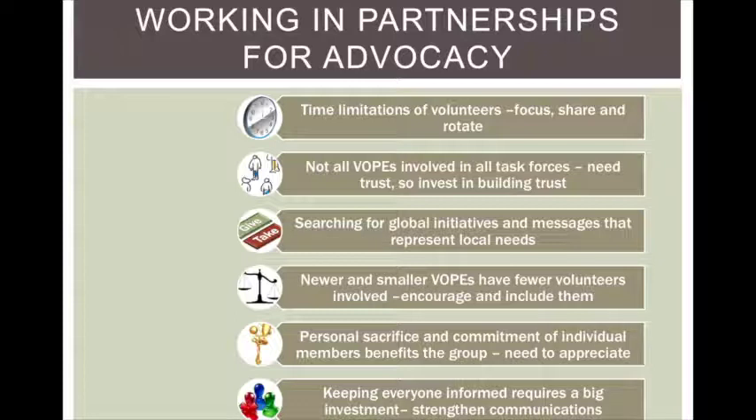Finally, keeping everyone informed is important, and it requires a big investment. So we need to keep paying attention to communication. In fact, what we say is communicate, communicate, and over-communicate, and you won't go wrong. So we need to think about languages, we need to think about time, we need to balance in-person, in writing, on Skype, and really work a nice web of communication in partnerships.